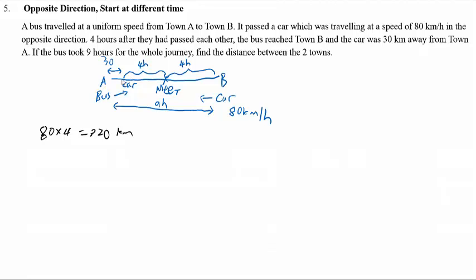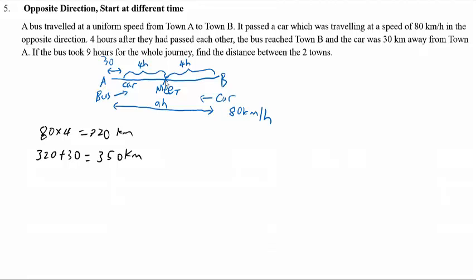And 320 plus 30, you get the distance between here and here, from the bus from town A to the meeting point. So you take 320 plus 30, you get 350 km. The distance from here to here is 350 km.